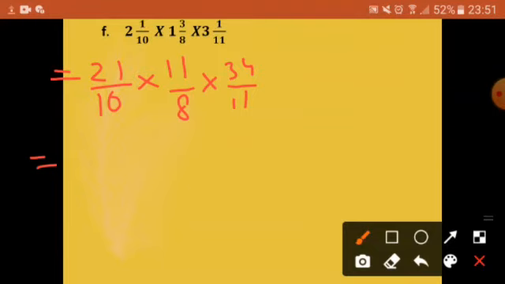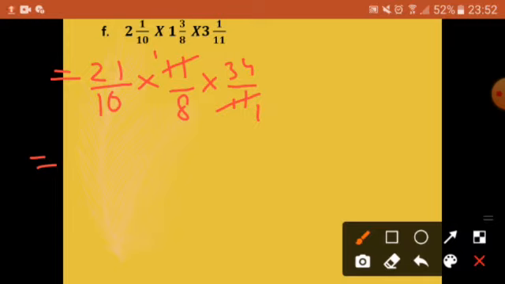Now I'm going to use a shortcut procedure here, because if we multiply all the numerators and all the denominators, it will take a bit more time than this simple work. So what is that simple work? Let's see. As I can see, 11 in the numerator and 11 in the denominator. So 11 and 11 can be cancelled with each other. See how easy? 11 is removed.